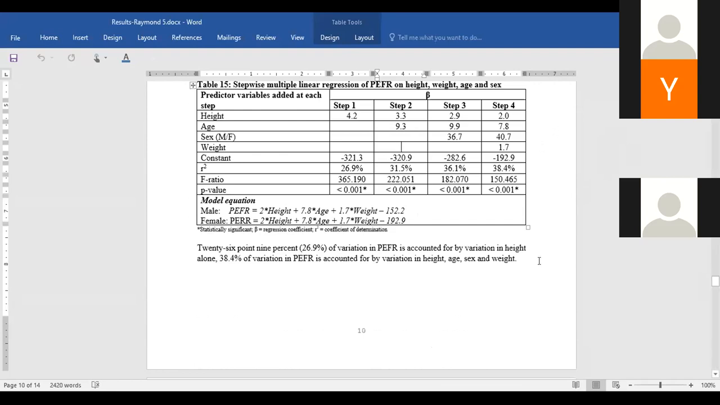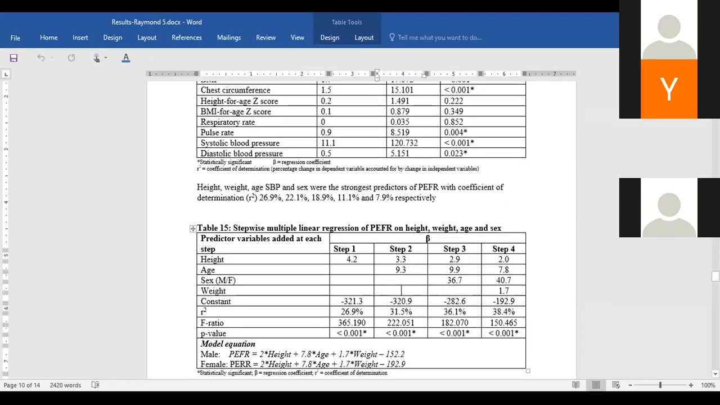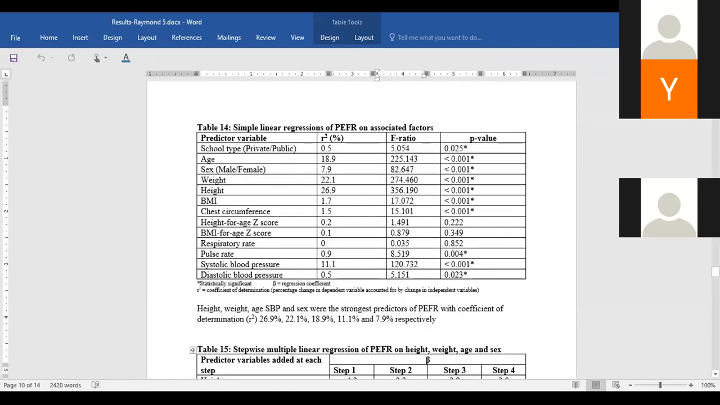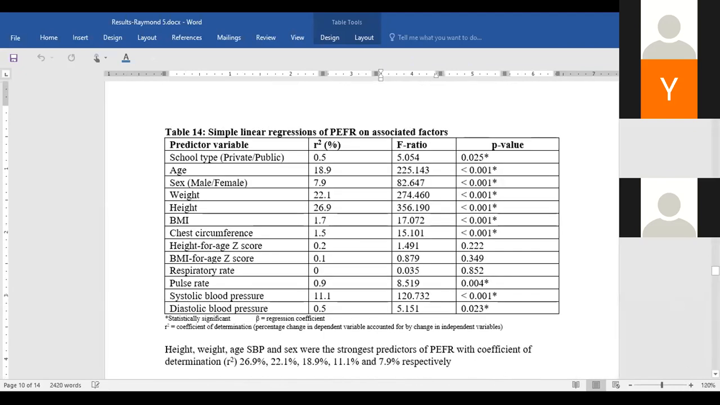Okay, can everybody see? You can see step 1, step 2, step 3, step 4. Can you see this work? Before this one, let me show you the result. This is a simple one. Are we together? Can you see?